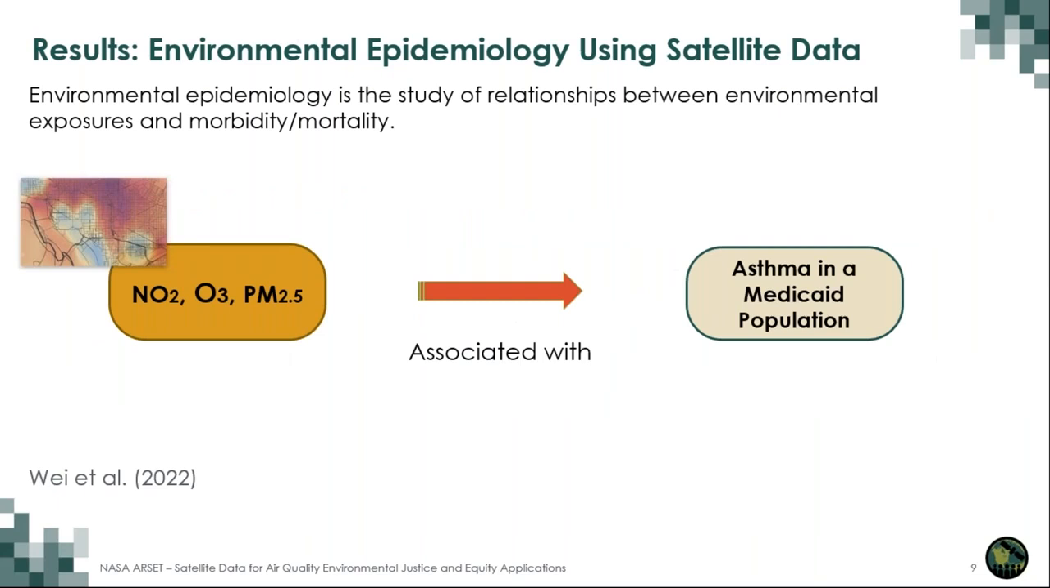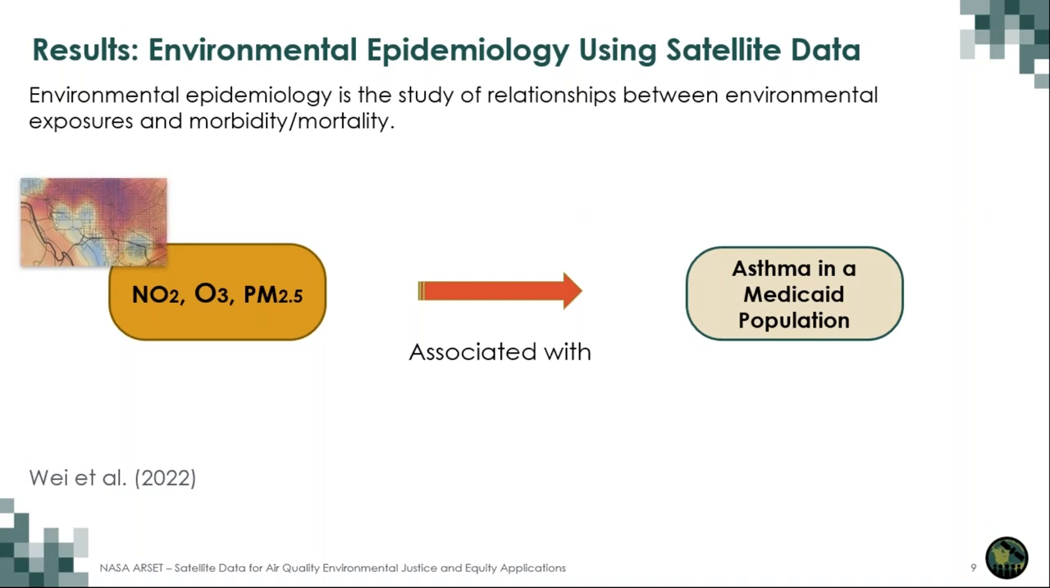We broadly defined environmental epidemiology as the study of the relationship between environmental exposures and morbidity or mortality. We closely examined studies in which authors combined satellite data not only with socioeconomic and demographic data, but also with individual or collective health or hospital administrative data to identify areas and populations with higher risks of exposure and vulnerability.